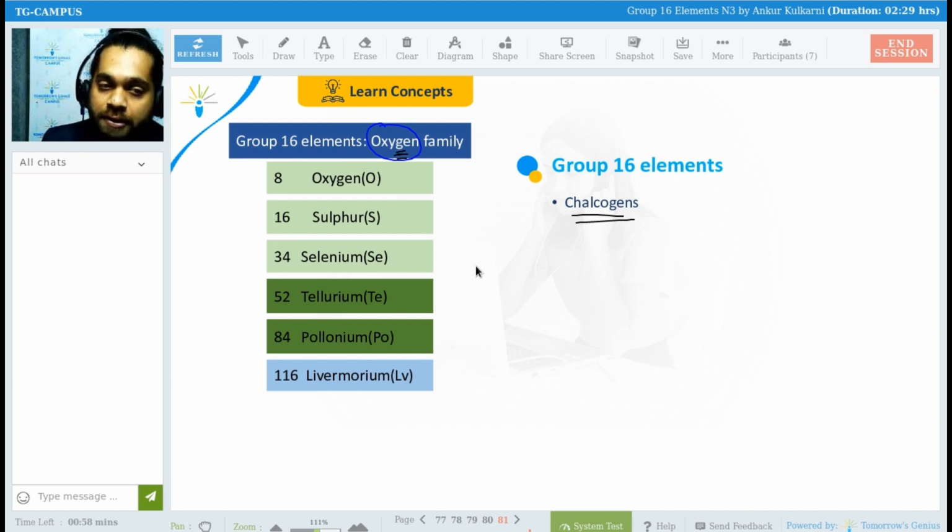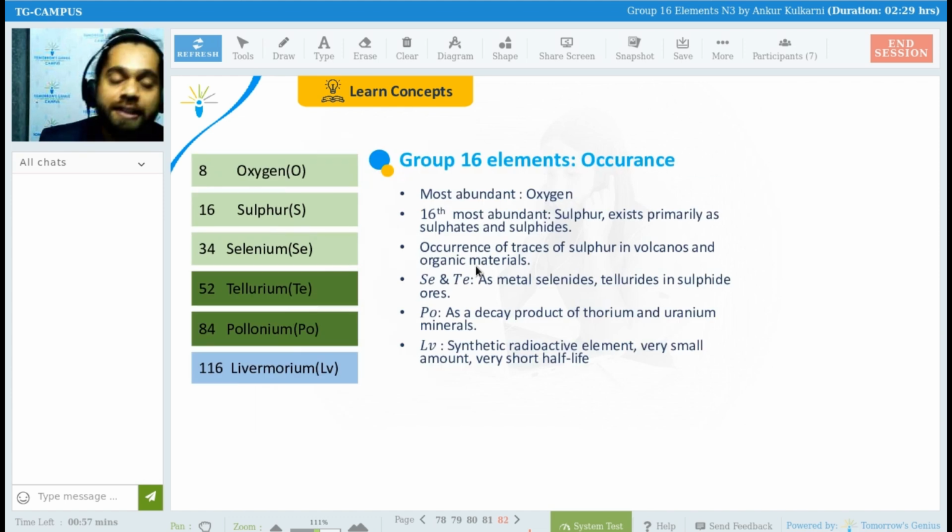Sarjana, Sasidharan, the most abundant element in the universe. That was a trick question. It is not oxygen, it is hydrogen. On earth it is oxygen. Anthony, correct. The most abundant in the universe is hydrogen, but on the earth the most abundant is oxygen. So sulfur is the 16th most abundant, and look at the coincidence.